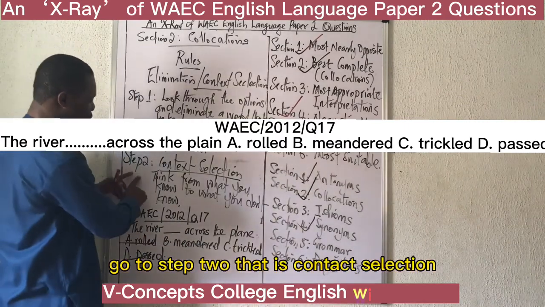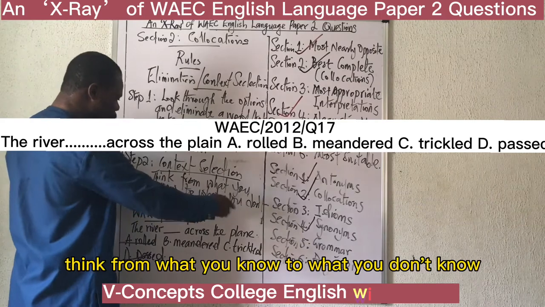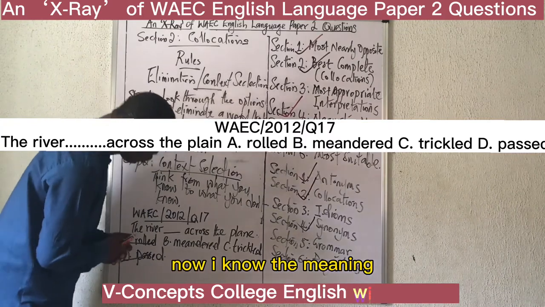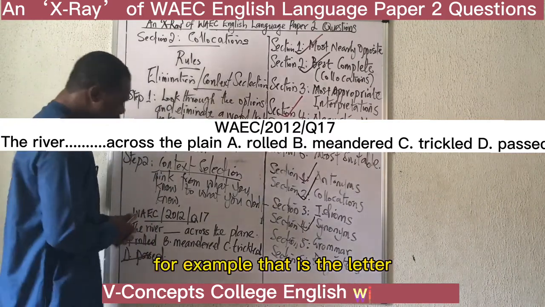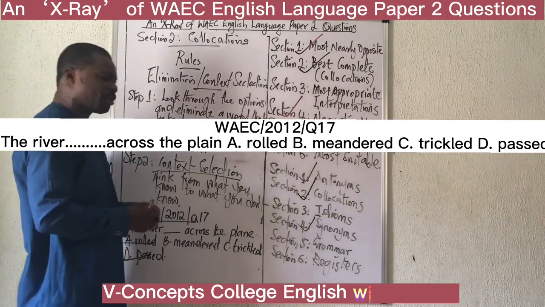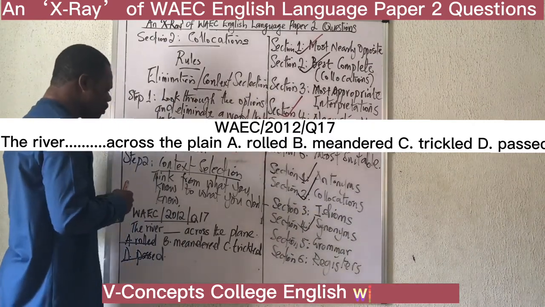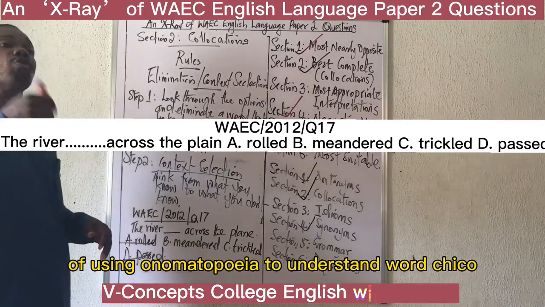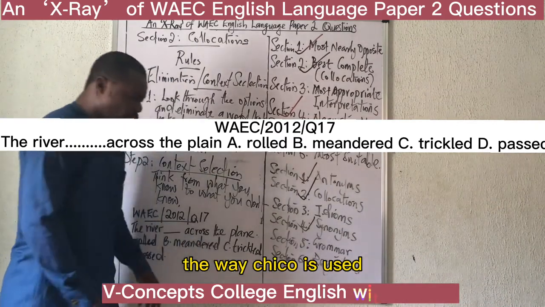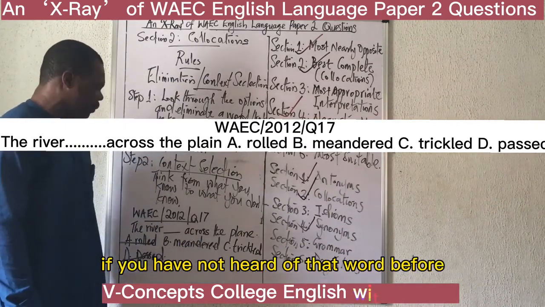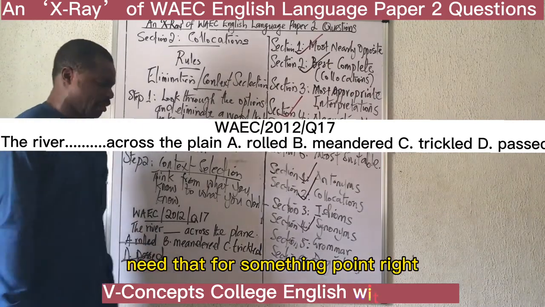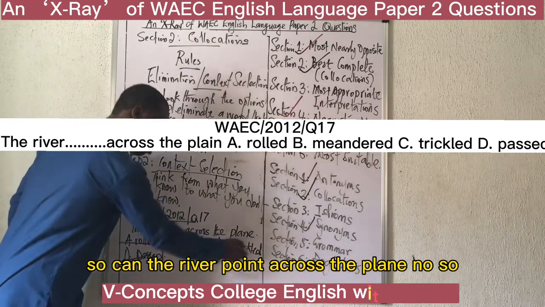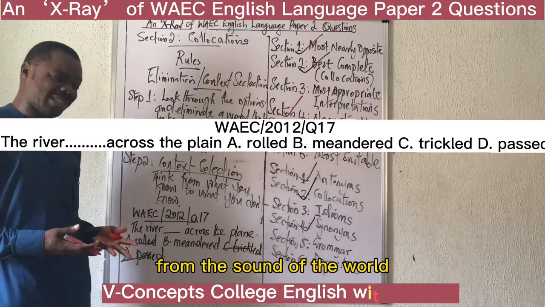So now, go to step 2, that is context selection. Think from what you know to what you don't know. I know the meaning of meander, for example. But trickled, you may also find it difficult to know its meaning. Now, I can give you the idea of using onomatopoeia to understand words. The way trickle is used, even if you have not heard of that word before, trickle means something pouring. So, can a river pour across the plain? No. So I will just remove trickle from that understanding, from the sound of the word.